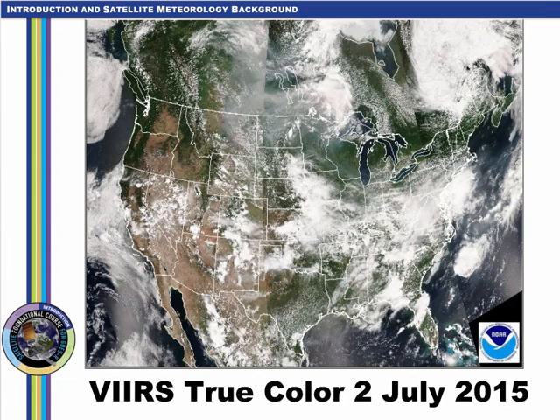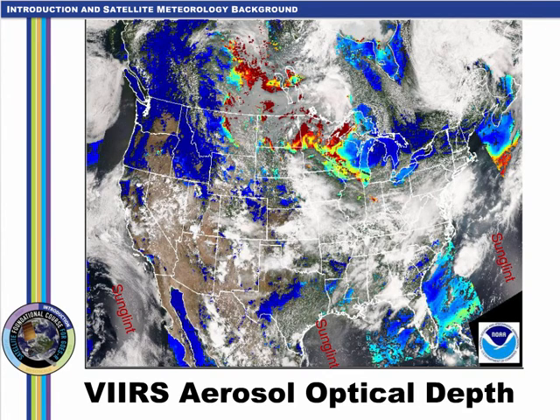Here's a true color image from Suomi NPP from a few days later, July 2, 2015. Smoke persists over the northern plains. There is sunglint in this image over the Atlantic Ocean, in the northwest Gulf of Mexico, and west of Baja. Aerosol optical depth is very large in the region where smoke is apparent in the true color imagery. But note that AOD was not computed in regions where the cloud mask misidentified the smoke as thick cloud, over southern Manitoba, for example.